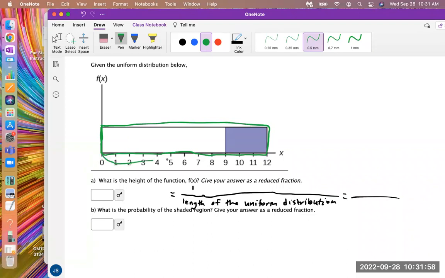So finding the length of that distribution, you would have to take the endpoints right here. That's where the rectangle stops. And right here, this is where it starts. You have to subtract those two numbers to find the length. So it's 1 over 12. So that's what we want here, 1 over 12.